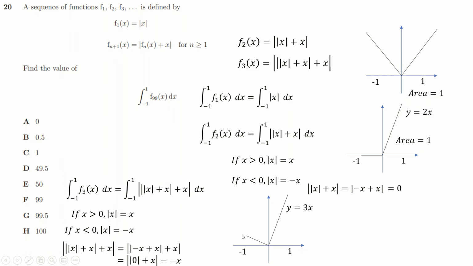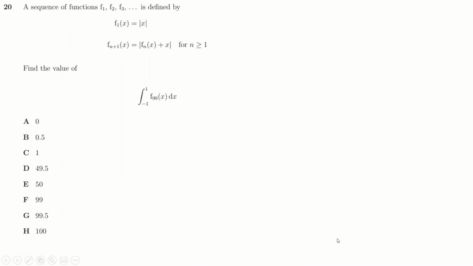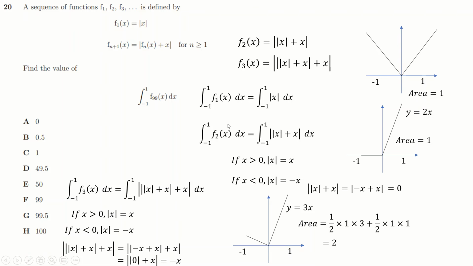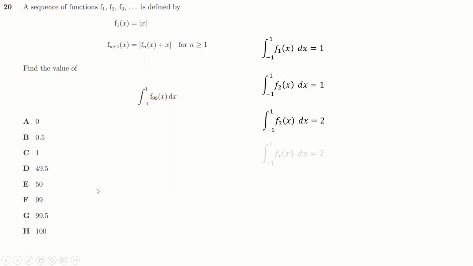And what's the area of that between 1 and minus 1? Well, the area of this is 1 times 3 times a half, which is 1.5. And the area of this is 1 times 1 times a half, which is a half. And 1.5 plus a half is 2. So the integral of f of 3 is actually 2. So we go 1, 1, 2. And now, I did actually draw f of 4. I couldn't be bothered to do it on the computer, but I did draw it to get 2 again.